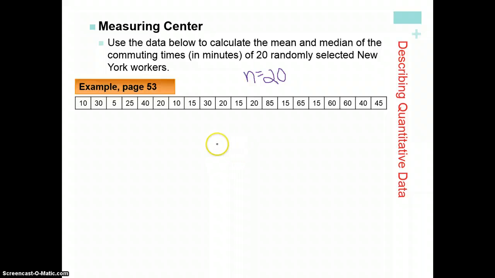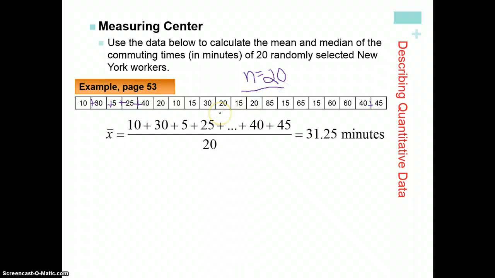First, we're going to calculate the mean. What we would do is add each one: 10 plus 30 plus 5 plus 25 plus 40, and so on, all the way to 45. We sum them all up, and then we divide by our total number of observations, or our sample size, 20. This is what it looks like: 10 plus 30, and so on. We divide by 20, and it's equal to 31.25 minutes.